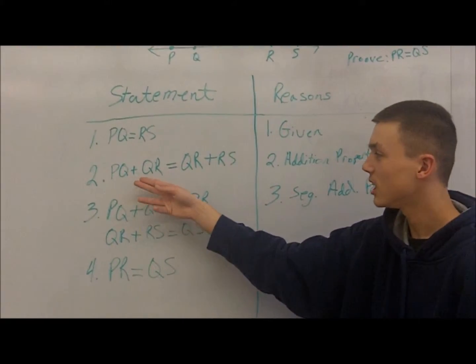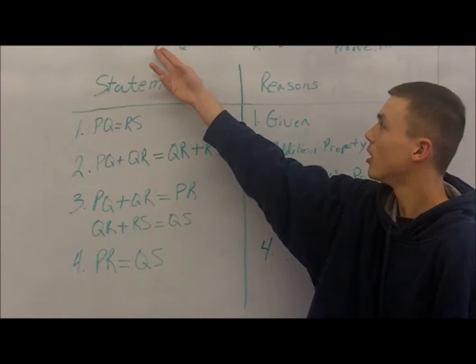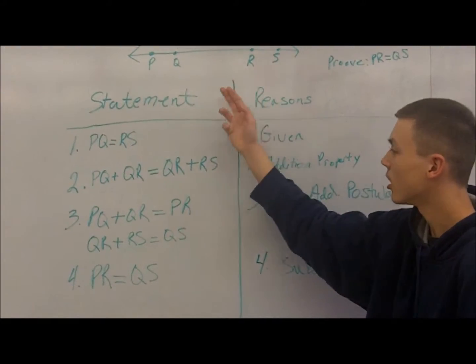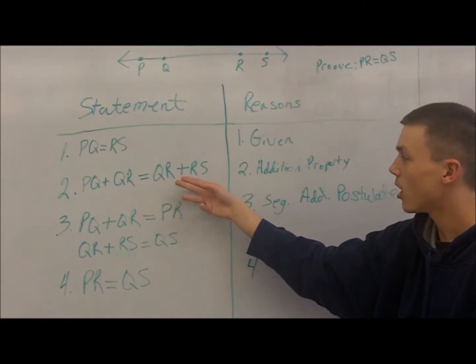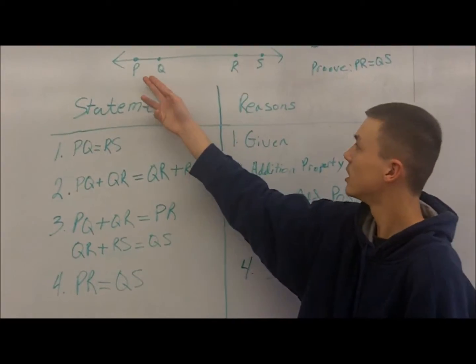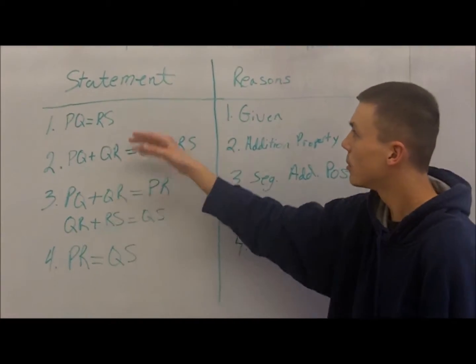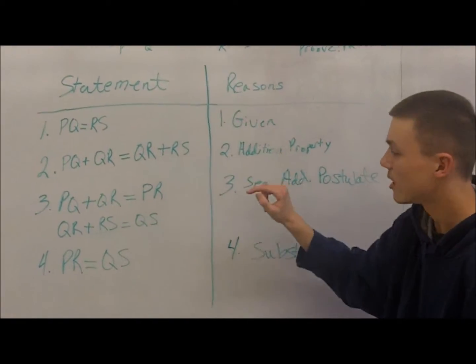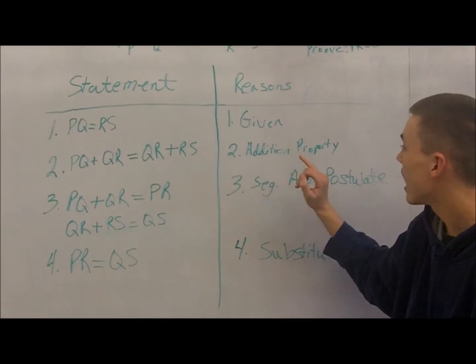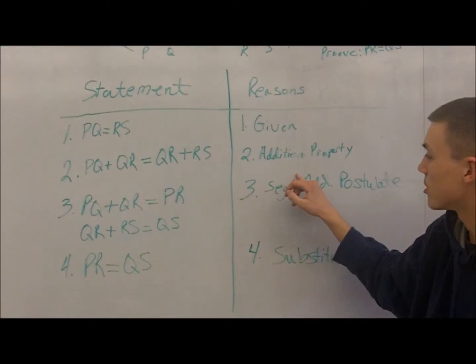First off, it's PQ plus QR equals QR plus RS, because they're both the same, and that is called the addition property.